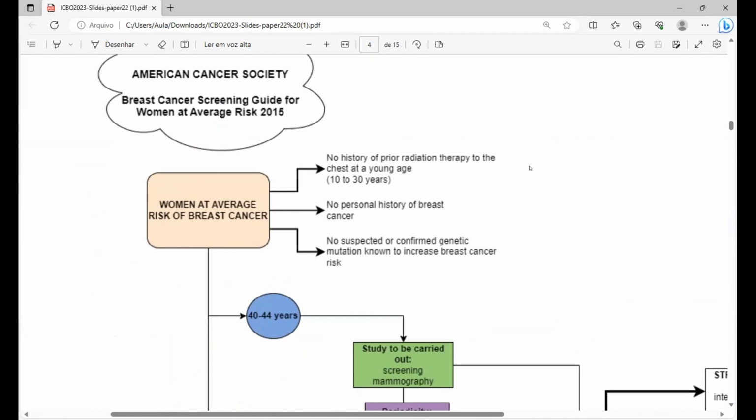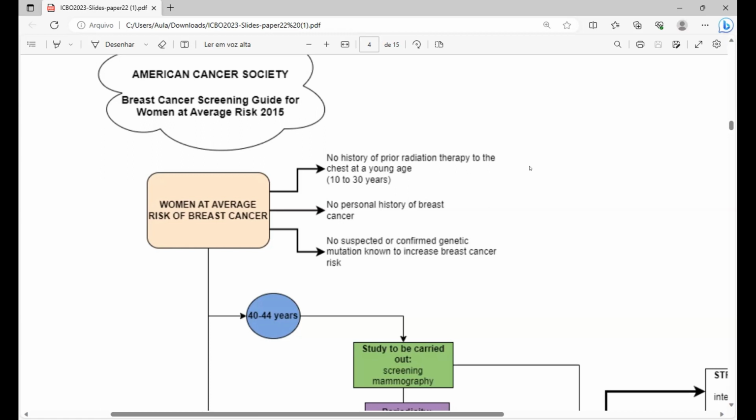This guideline classifies as women within the average risk group those with no history of prior radiation therapy to the chest at a young age, 10 to 30 years, no personal history of breast cancer, and no suspected or confirmed genetic mutation known to increase breast cancer risk, for example the BRCA1 and BRCA2 mutations. If the woman meets all three of these conditions, the doctor can provide the recommendations in this guideline.